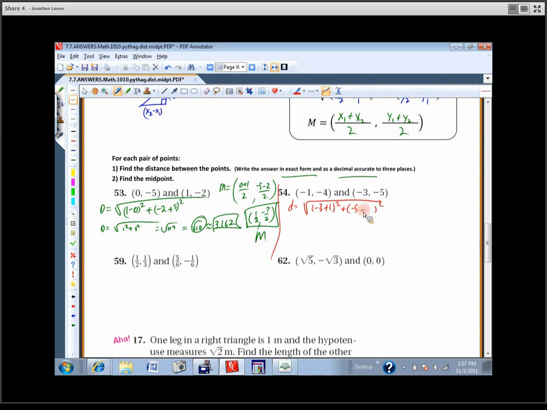And then we're going to have y to -5 plus 4. So this is going to be, let's see, -2 squared, -1 squared. So that's going to be 4 plus 1. This is radical 5. Any questions? Okay, midpoint would be -3 minus 1 over 2, and -5 minus 4 over 2. And then I'll let you finish that.